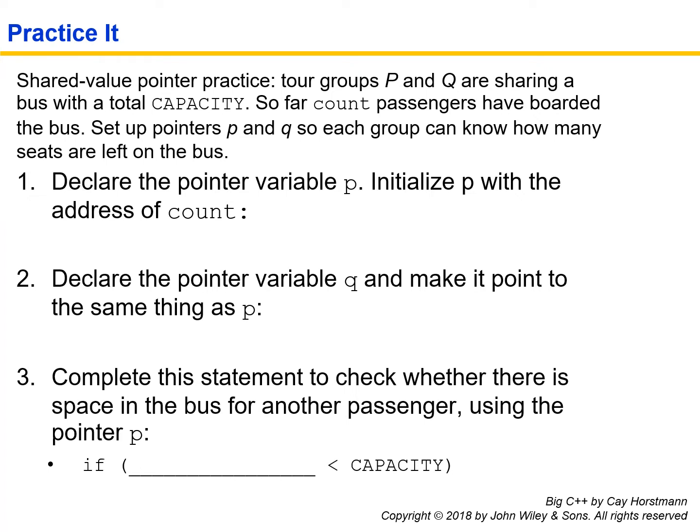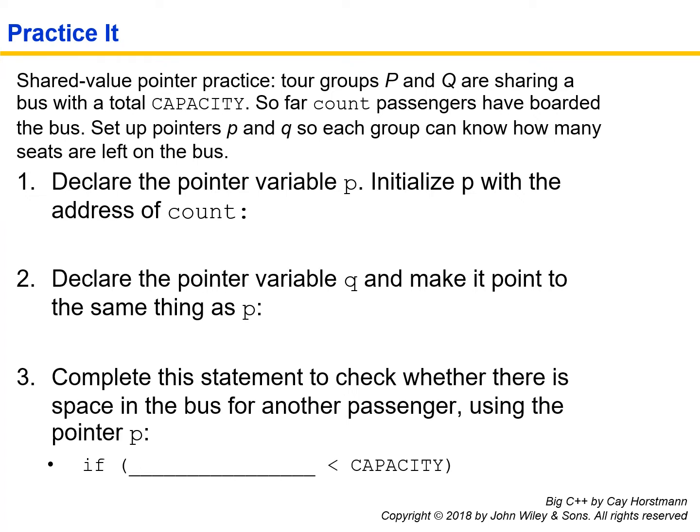Okay, here are some practices for you. Declare a pointer. Here's the situation. We have tour groups P and Q sharing a bus with a total capacity. So far, count passengers have boarded the bus. Set up pointers P and Q so that each group can know how many seats are left on the bus. We're going to start by declaring a pointer variable P and initialize P with the address of count.